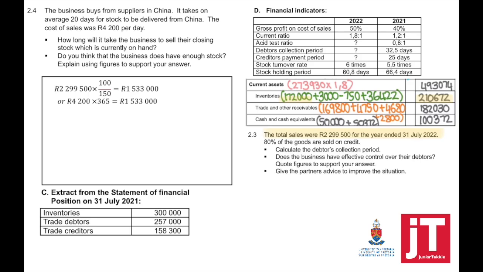So to work out the cost, we're going to take the sales times 100 divided by 150. Now, if you are given the cost of sales per day and you times that by 365 days, that will also provide us with the total cost of sales. They specifically said, how long will it take the business to sell their closing stock, which means we need to use the total of our inventories. That is our closing stock at the end.